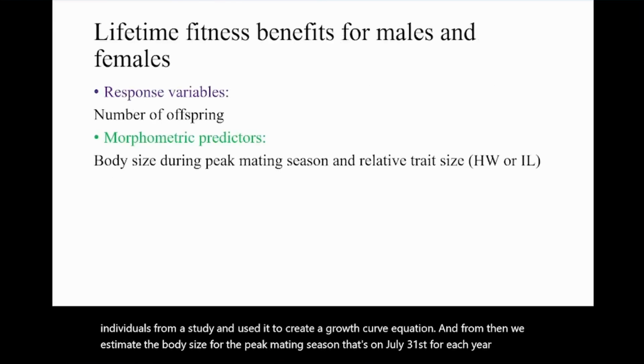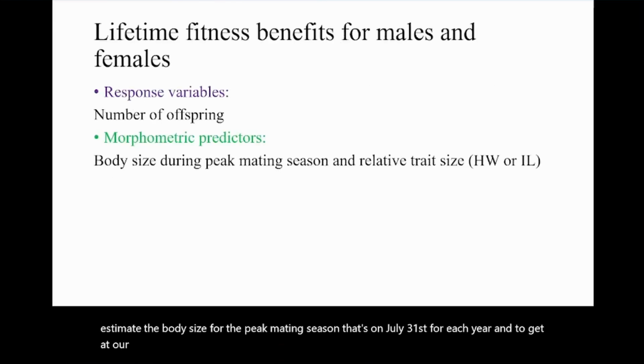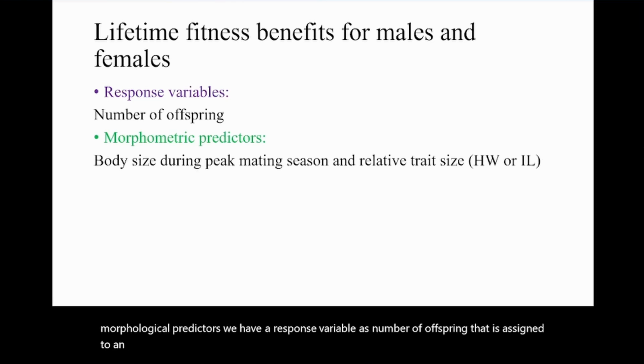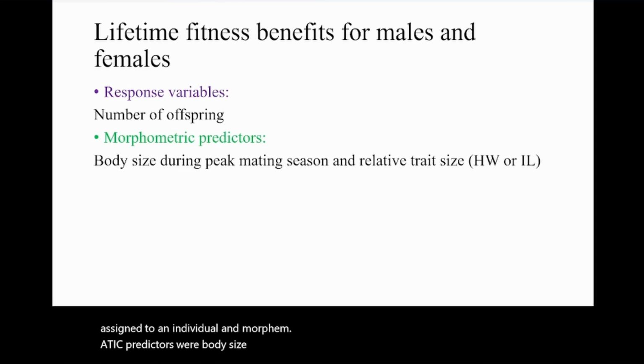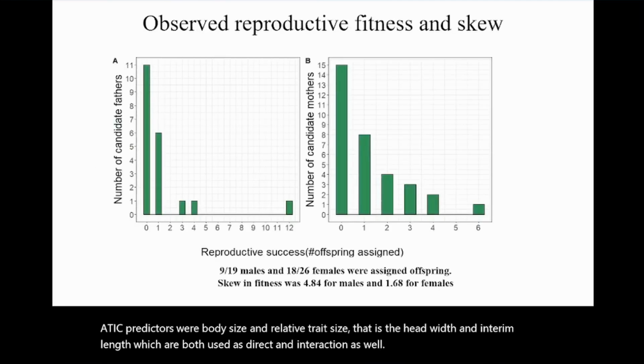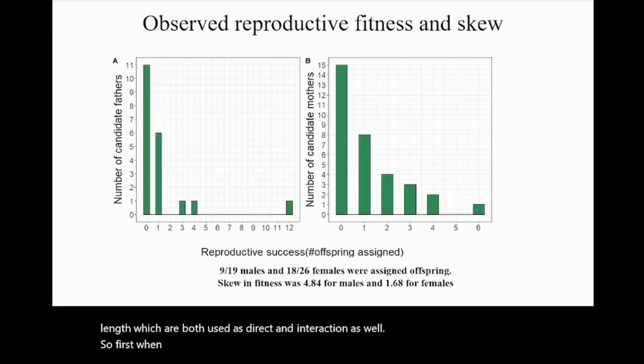And to get at how lifetime fitness benefits for males and females are influenced by the morphological predictors, our response variable is the number of offspring assigned to an individual. The morphometric predictors were body size and relative trait size, that is head width and interlimb length, which were both used as direct effects and in interaction as well. So first, when we looked at the reproductive fitness data, we have the number of candidate parents.